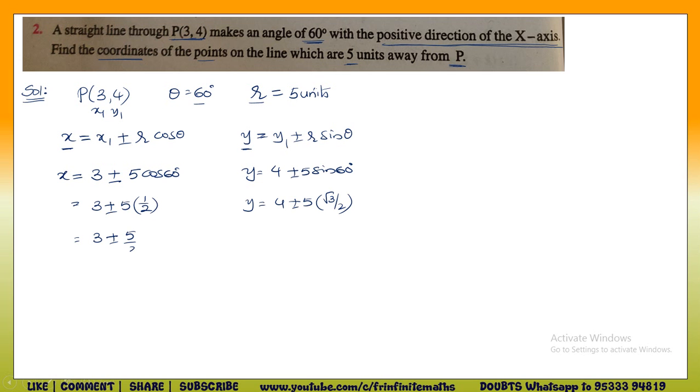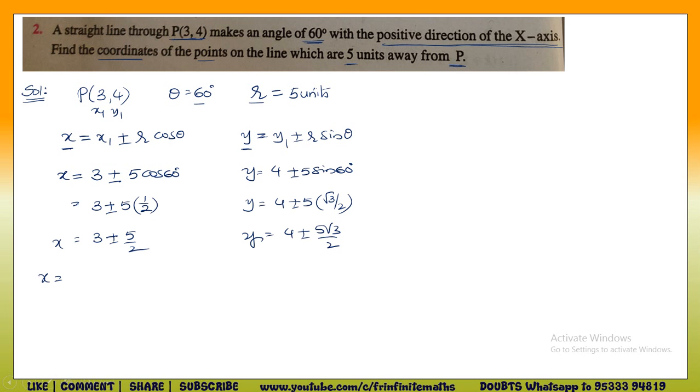3 plus or minus 5 by 2. Here it is 4 plus or minus 5 root 3 by 2. Now for x we are going to get 2 values and for y also you are going to get 2 values. So those values are nothing but you need to take it in order, right?